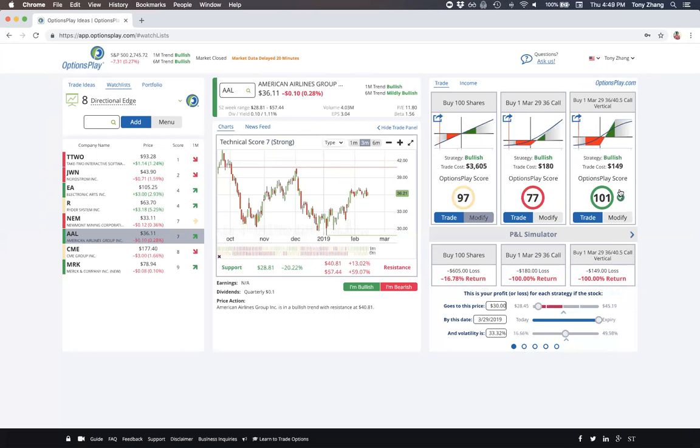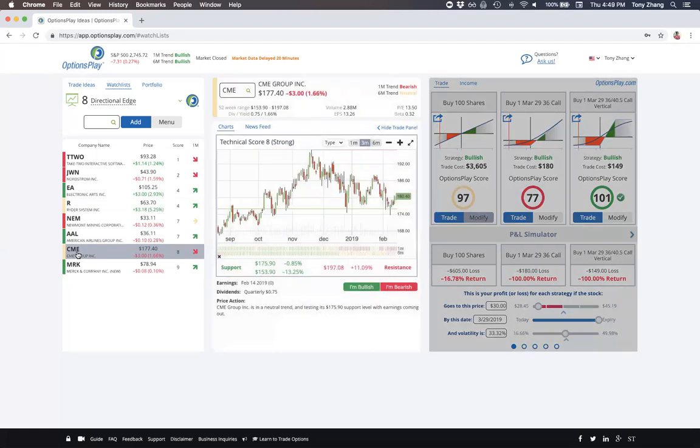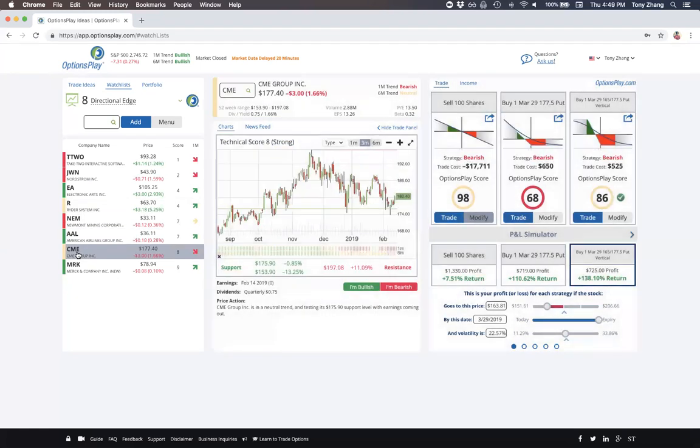And then for the next two examples, I want to look at CME. It was actually pretty hard to find stocks that are strong but starting to turn around, because we've been in such a strong rally in the markets. It was actually quite difficult to find one.